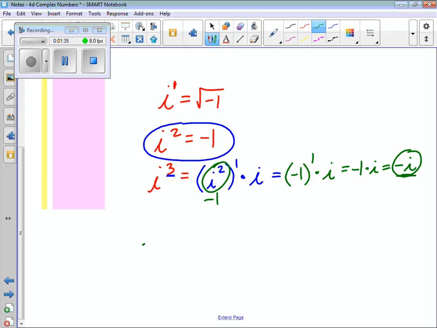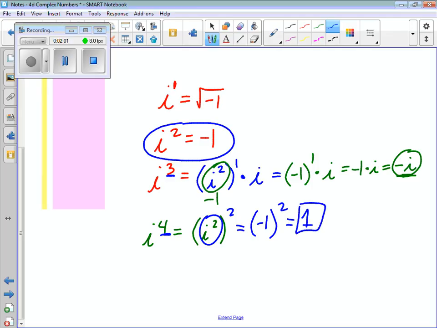If we do i to the fourth power, how many i squareds can I get out of i to the fourth? That would be 2. 2 times 2 is 4. That makes up all 4 of them, so I don't have to multiply by another i. We have i squared, it's always equivalent to -1. -1 squared is +1. So i to the fourth is +1.